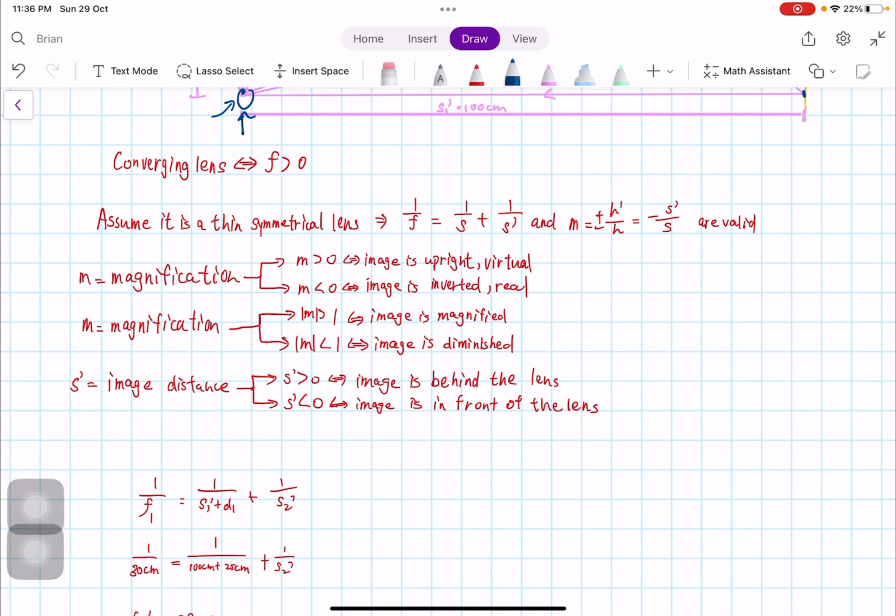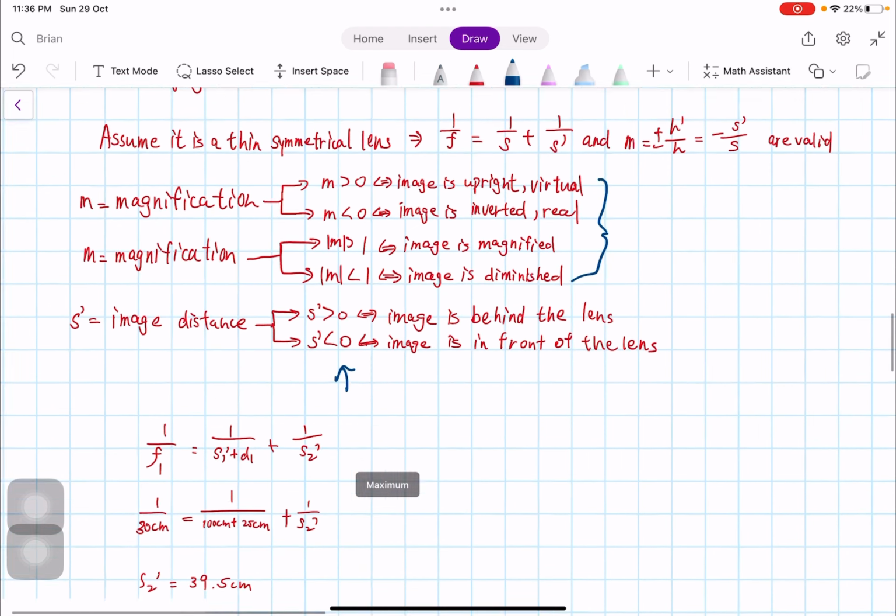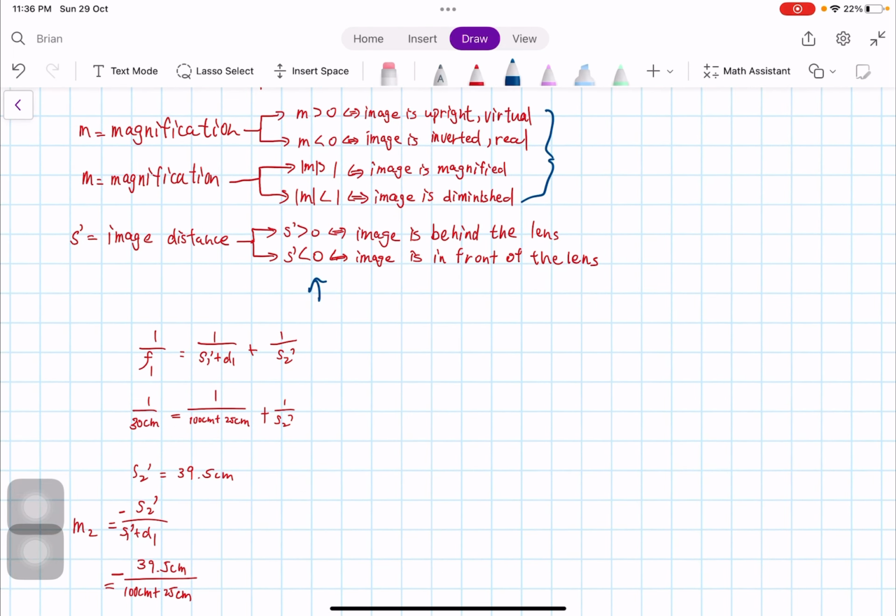So the magnification works the same as the mirror, except the image distance is completely reversed. When the image distance is greater than 0, the image would form behind the lens, and if the image distance is less than 0, then the image would form in front of the lens, since it is a refracting surface, not a reflecting surface. So we apply the thin lens equation.